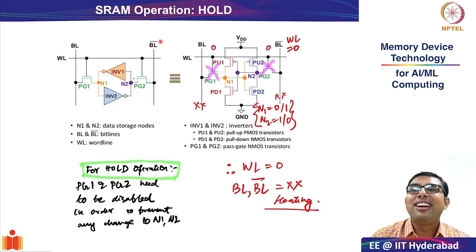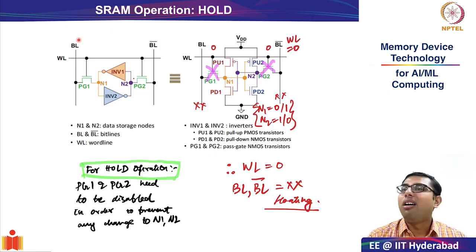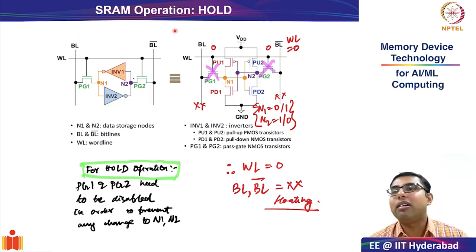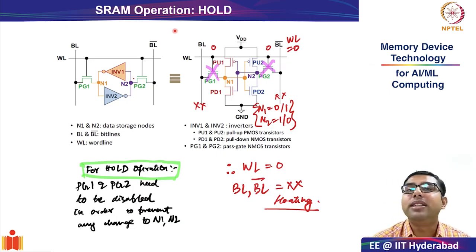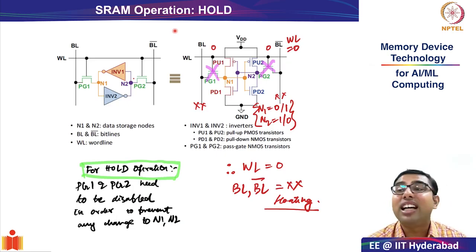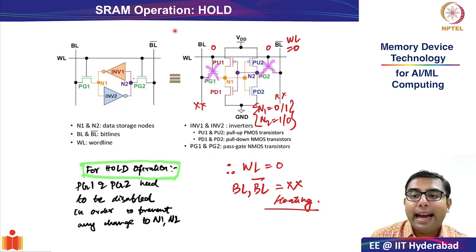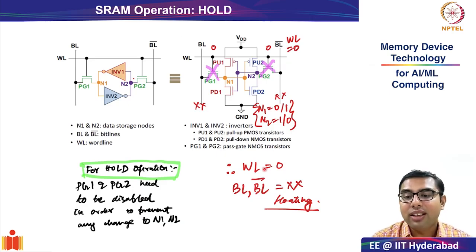But here, what should be the value of voltage at bitline and bitline bar is also a very interesting question to ask. Should it be 0? Should it be VDD? Does it matter? That is the question I want to pose in front of you. And the answer actually is quite interesting. It is that bitline and bitline bar are generally kept floating. They are generally kept in floating condition.